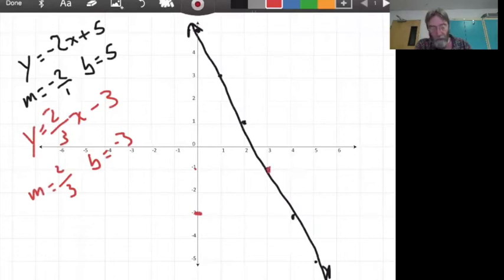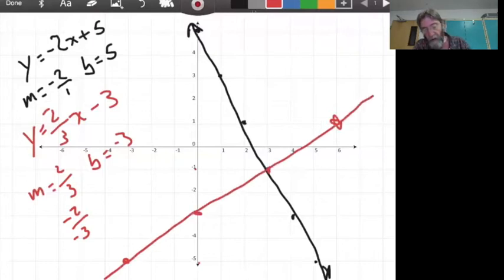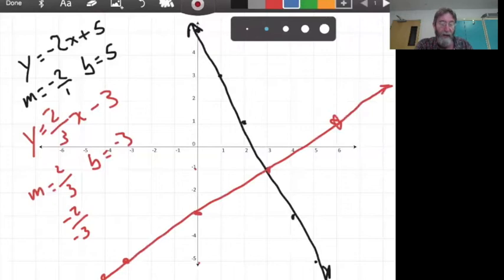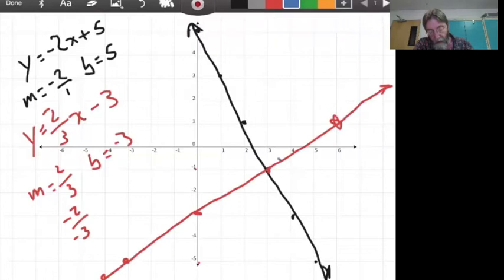Oop, I think I found my solution. Up 2, right 3. Up 2, oh, we're out of room. So over here, I want some points on the left side, so I can also go down 2, left 3. And we can see our line right here. And again, remember, every point on that line solves the equation y equals 2/3 x minus 3. Every point on the black line solves y equals negative 2x plus 5. We're looking for the point that solves both of them. Clearly, it's this point right here. That point is our solution, and our ordered pair is 3, comma, negative 1.